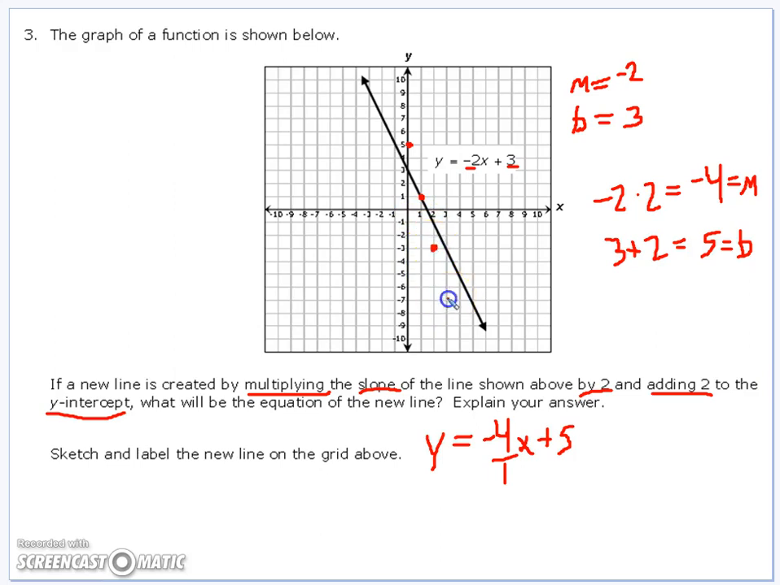Let me do one more just in case, just so I can get a real good picture where the line goes. And once I know that, I try to use my straight edge again to follow my points and create my new line.